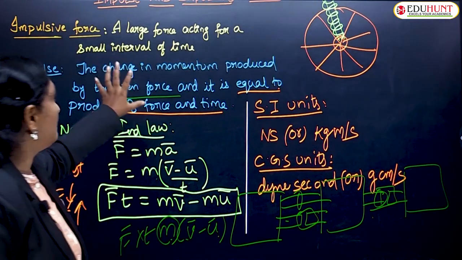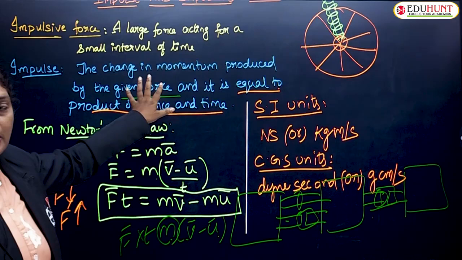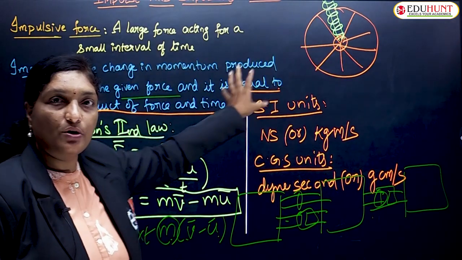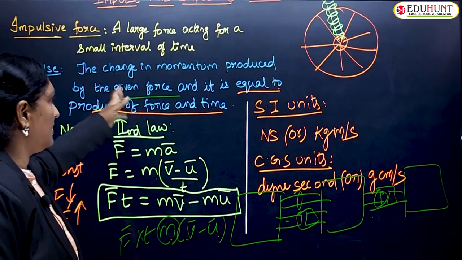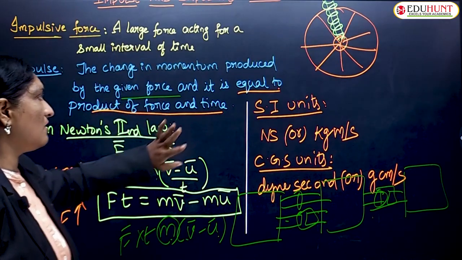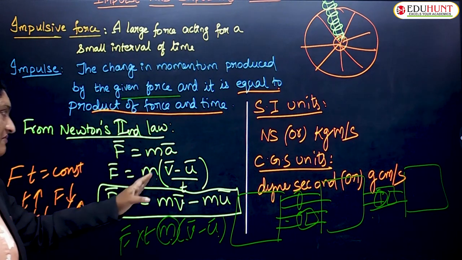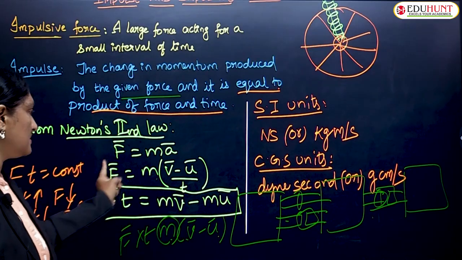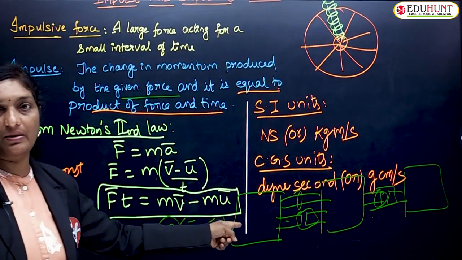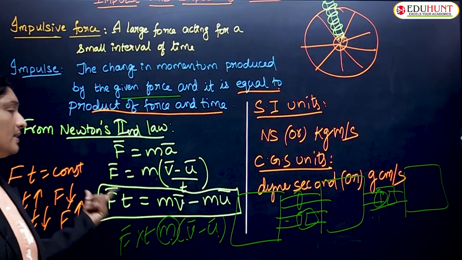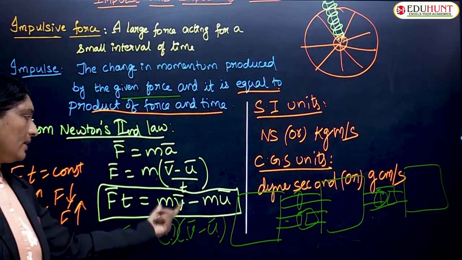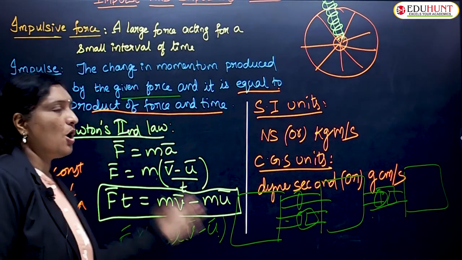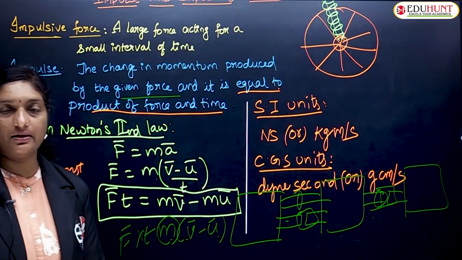So what is impulsive force? A large force acting for a small amount of time. The impulse of the force is nothing but the change in momentum produced in a given time, which equals the product of force and time. From Newton's second law, we have F equals ma, where a can be written as (v minus u) by t. If you bring this t here, Ft equals mv minus mu. Ft is nothing but impulse, or mv minus mu is also said to be your impulse. Either Ft or mv minus mu is nothing but your impulse.